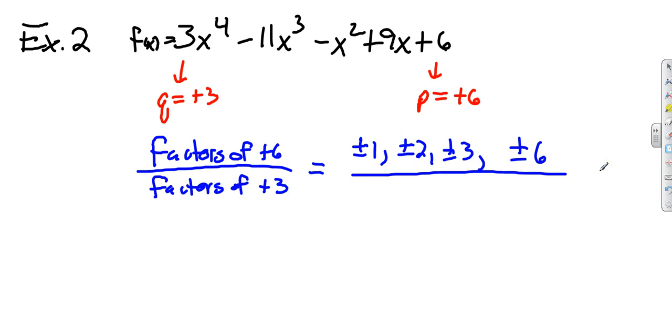There are only two ways you can get to 6 with whole numbers: 1 times 6, and 2 times 3. With 3, there's only one way you can get 3. It's 1 times 3.